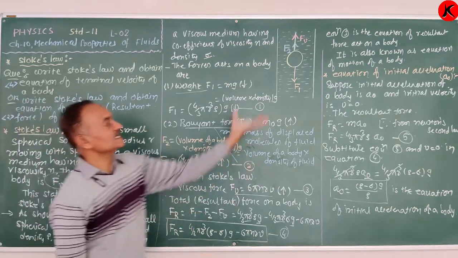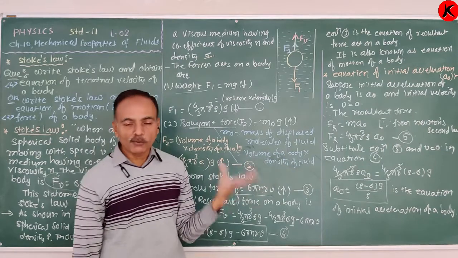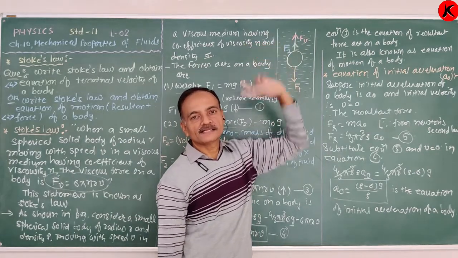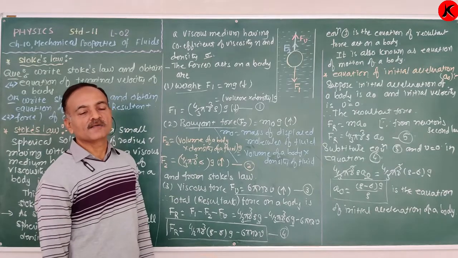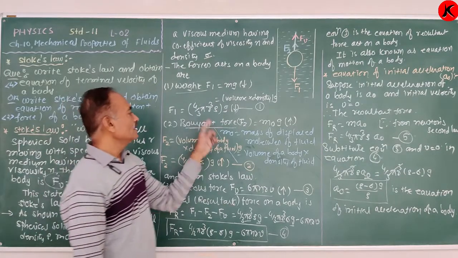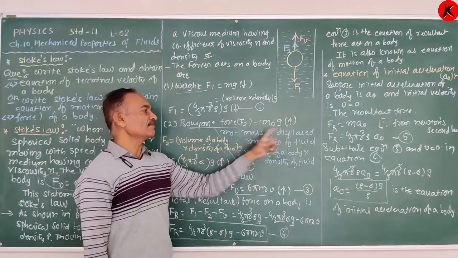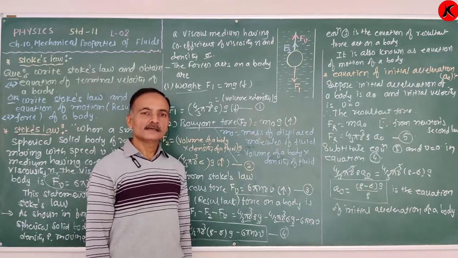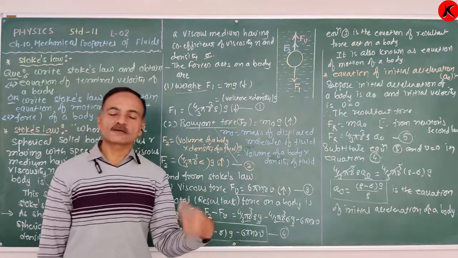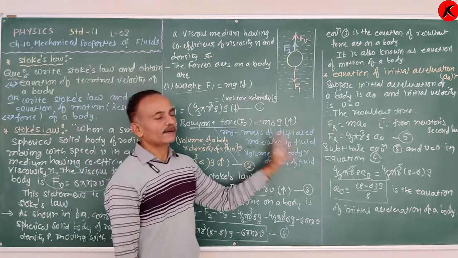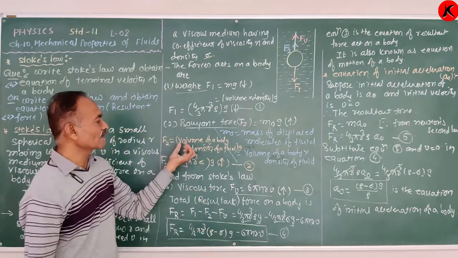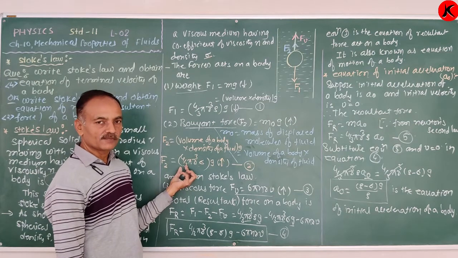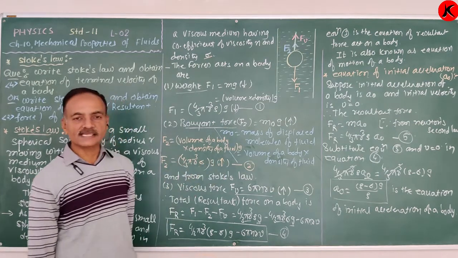The second is the buoyant force, as the body is immersed in a fluid. The fluid molecules which are displaced due to the immersing of the body oppose the immersing of the body. Therefore, this buoyant force is in the vertically upward direction, and buoyant force is also m g, where m is the mass of the displaced fluid, equal to the volume of the displaced fluid into its density. The volume of displaced fluid is equal to the volume of the body. Therefore, F2 is equal to volume of the body into density of the fluid into g. Volume of the body is 4/3 pi r cube, density of the fluid is sigma, into gravitational acceleration g.